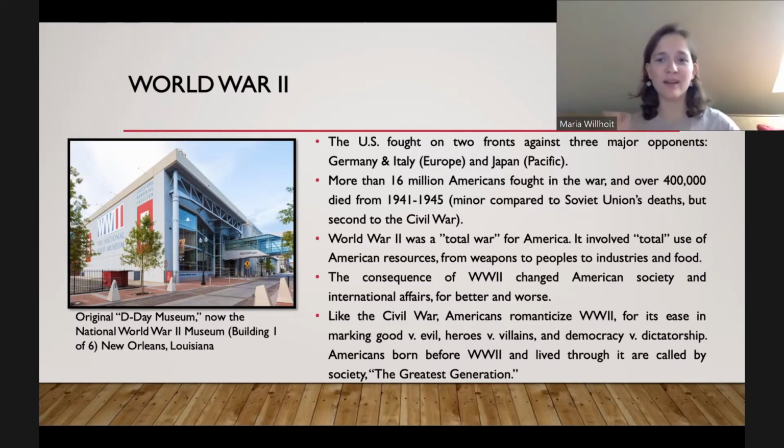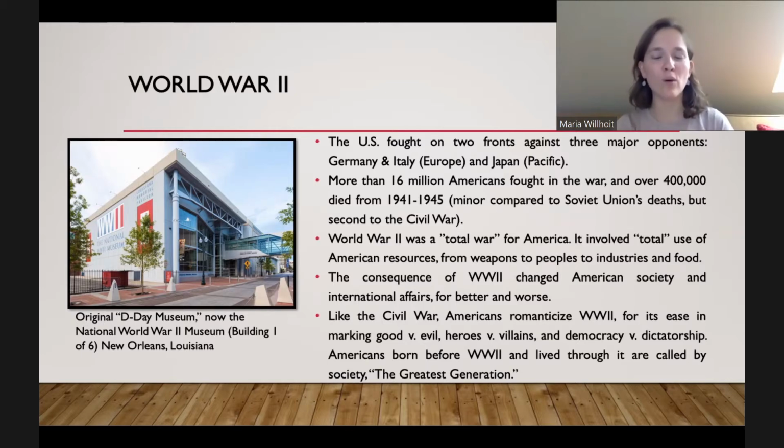So it's a double-sided war for us, and it's a major naval war and it's a major army war, land war. And it takes all of our armed forces: Air Force, Army, Marines, Coast Guard, Navy, even the Merchant Marines. More than 16 million Americans fought in the war. I know in the Soviet Union, more soldiers fought in the war, more soldiers died. But in terms of our previous wars, for us, it's a major war. We've never had this many soldiers fight in a war.